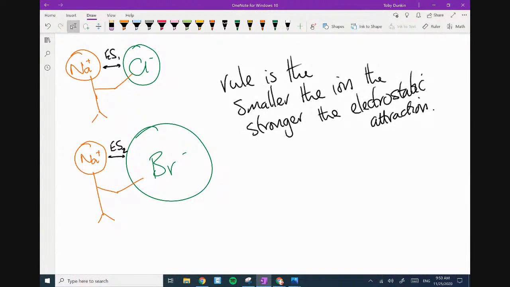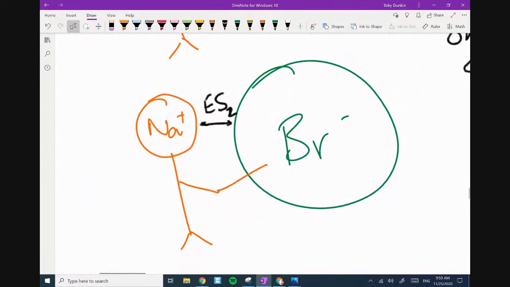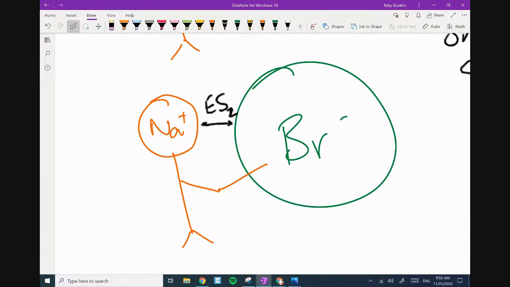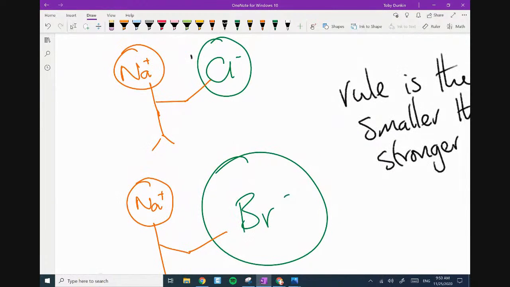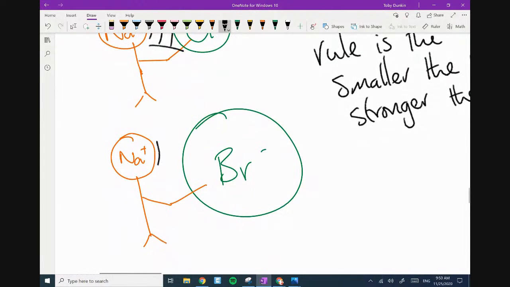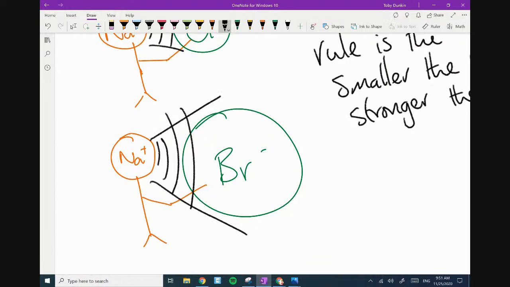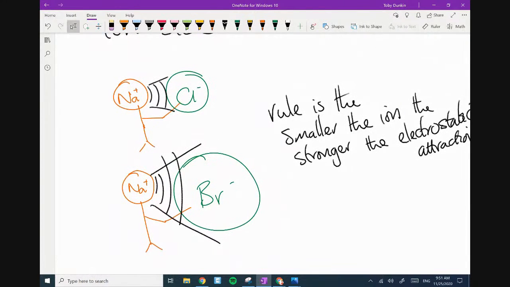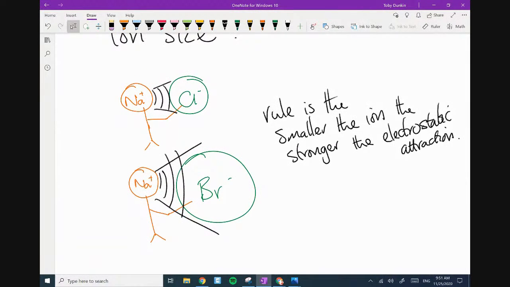Is it because of reactivity? No, nothing to do with it, Jack. Nothing to do with reactivity whatsoever. It's to do with the idea of having to distribute your energies, your force. You know that this is this electrostatic attraction. If you imagine this like a force, with chloride, the force is being distributed over this area. Whereas now the force is having to be distributed over a much larger area. So it's not going to be able to be held quite so tightly.